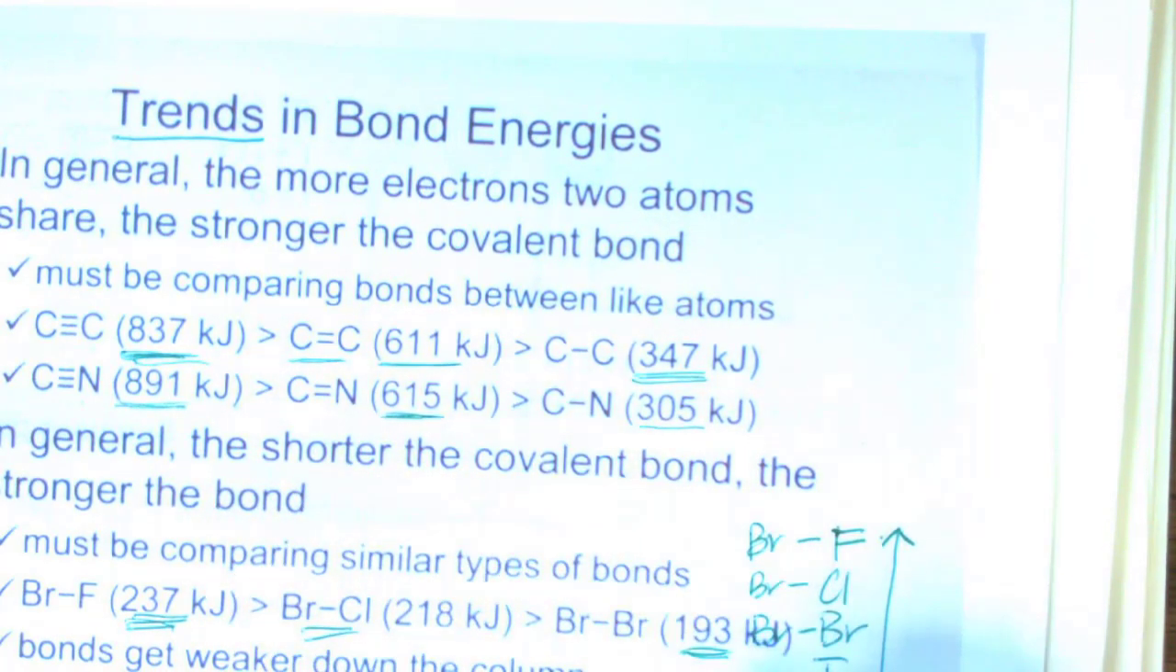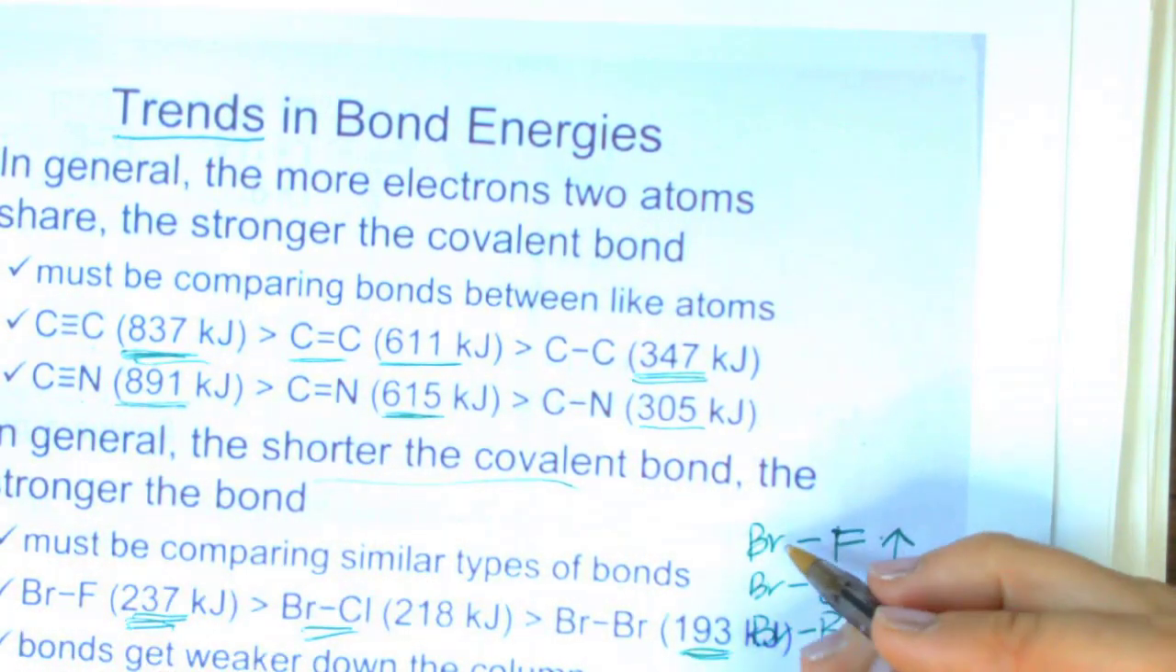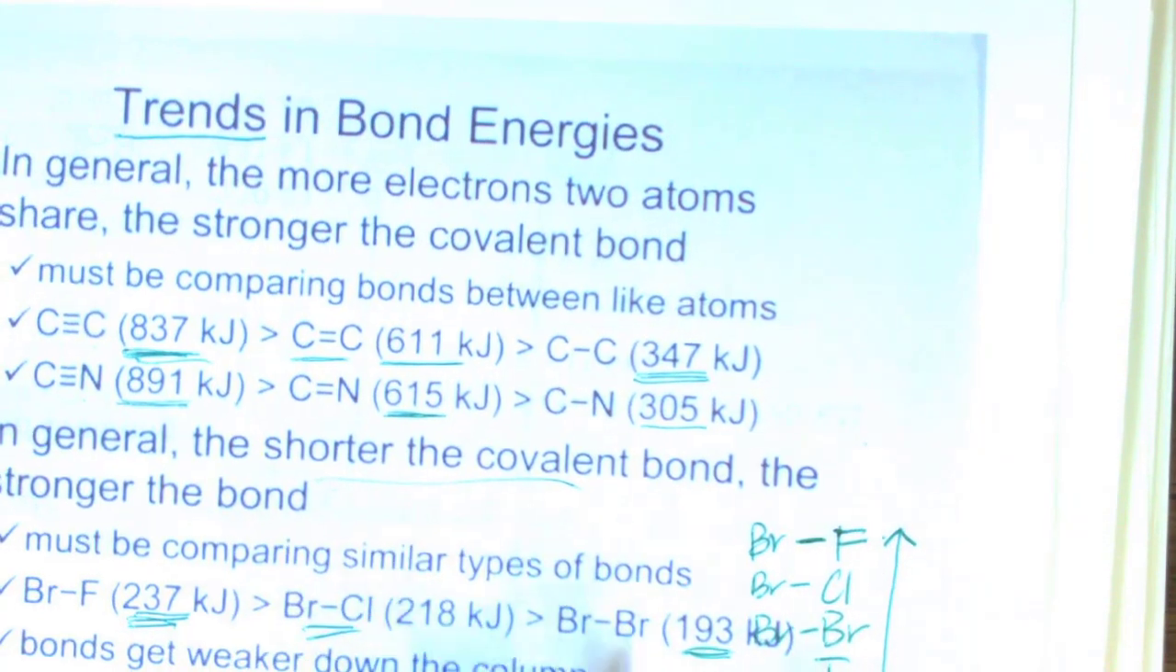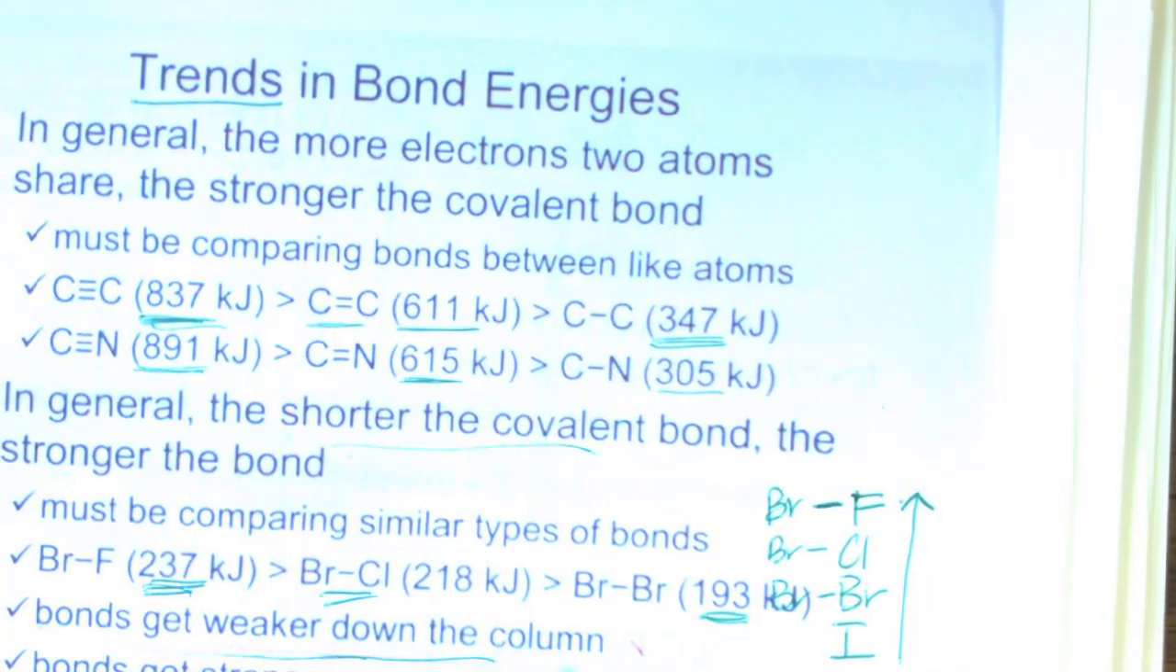The shorter the covalent bond, so as you get higher up here, more electronegative, there's a greater pull. This is a shorter bond, so they're stronger. It's going to take more energy to break that. But they get weaker as you go down a column. They get stronger as you go across a period.